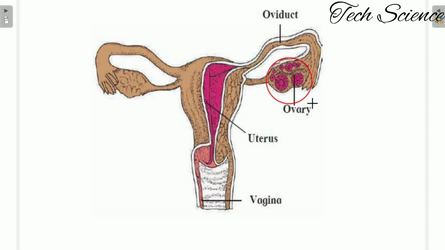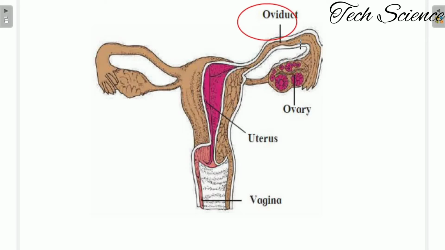So how many functions are there? There are two functions of the ovaries. This is the ovary, and these are the pair of ovaries. Number one, it contains the egg, also called the ovum, and number two, it secretes the estrogen hormone in the female. Okay, so this is the first part.